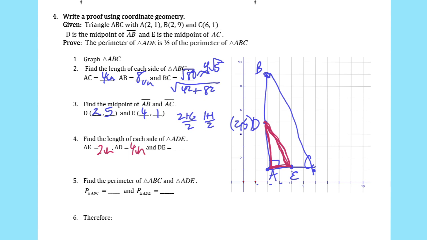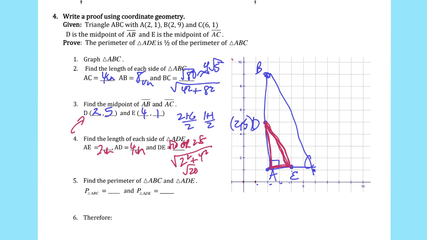And then DE is going to be, let's do the distance formula. We're going to do D minus E. D is 2, 5, and E has a point of 4, 1. So let's find the distance between these 2 points. 4 minus 2 is 2. 2 squared is 4. 5 minus 1 is 4. 4 squared is 16. So 16 plus 4 is going to be the square root of 20. You can write the square root of 20, or you can say square root of 4 times square root of 5, so 2 square root of 5.